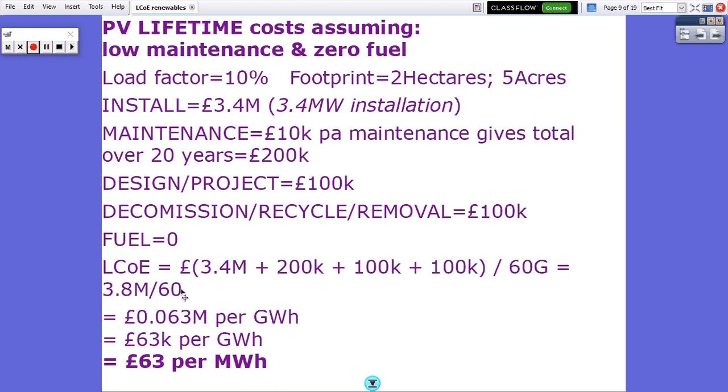We divide it by the energy we're going to get out of that system, as in 60 gigawatt hours. If we do the calculation, it comes out to be a cost of £63 per megawatt hour. So £63 per energy.